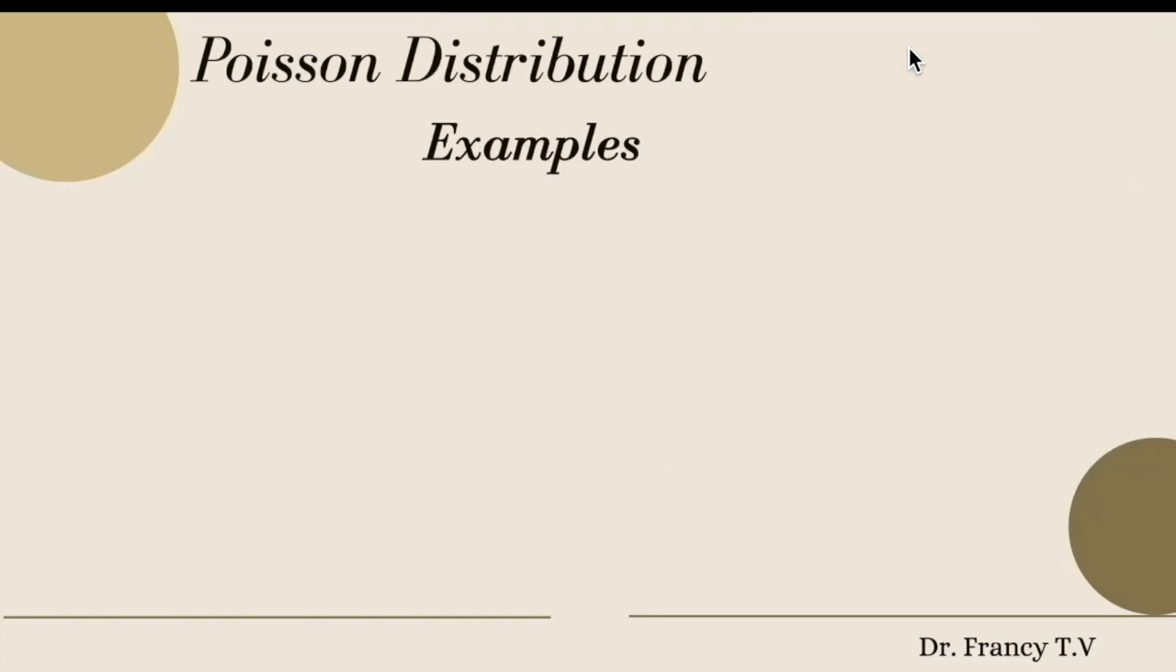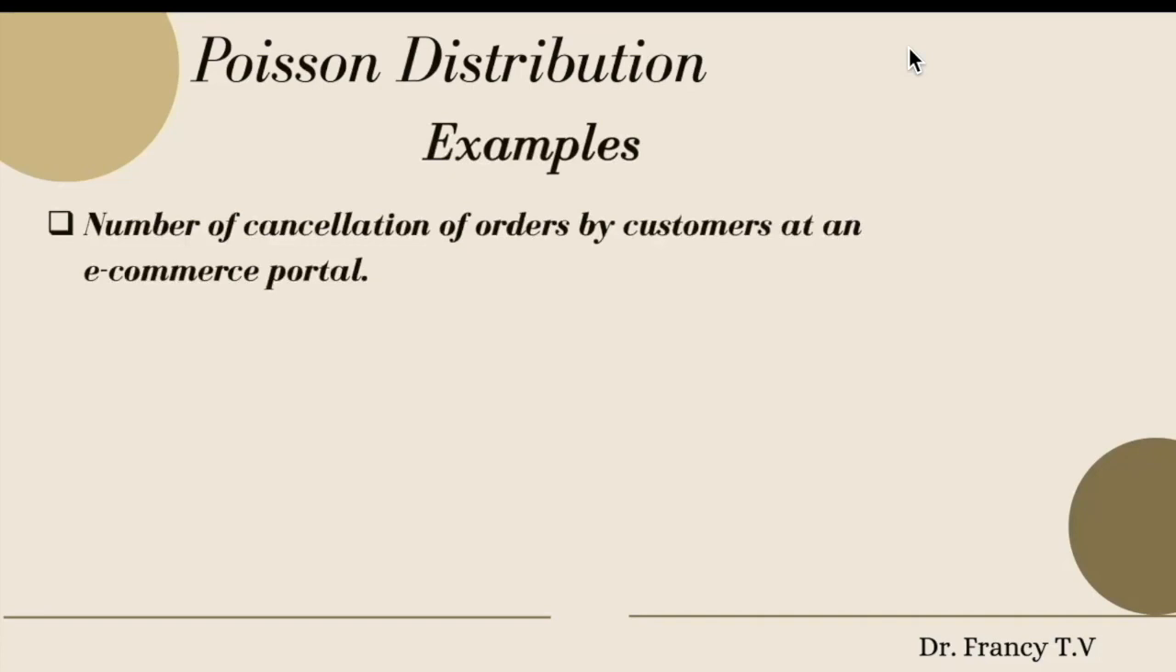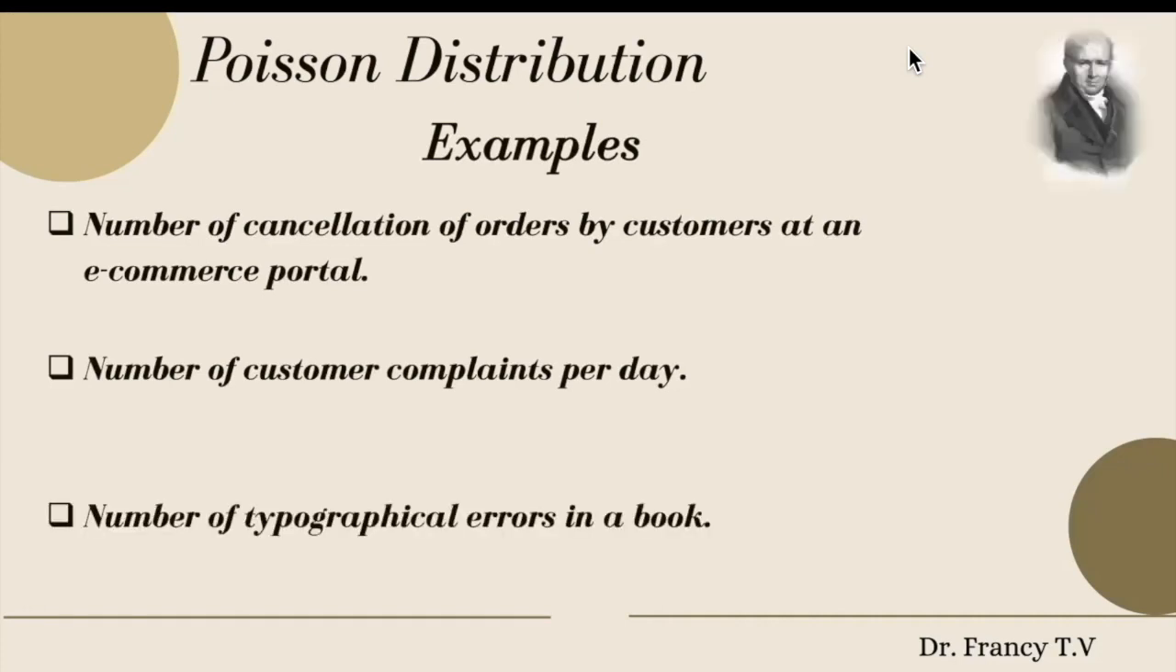We can take a number of examples for Poisson distribution. Number of cancellation of orders by customers at an e-commerce portal, number of customer complaints per day, number of typographical errors in a book. All these situations represent number of occurrence of an event in an interval, hence can be modeled using Poisson distribution.